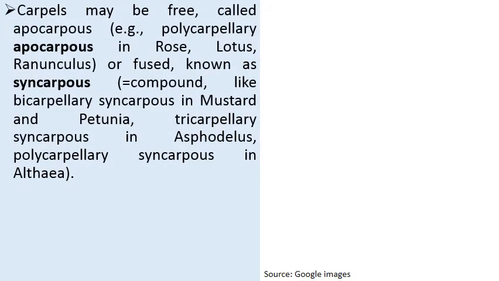Next, carpels may be free. If carpels are free, we use the term apocarpous condition. For example, in case of polycarpellary, apocarpous condition is seen in rose, lotus and ranunculus. So in these plants, जो carpels हैं वो free होते हैं, they are not fused with each other. Or they may be fused. If they are fused, then we use the term syncarpous. Syncarpous condition is when the carpels are fused.